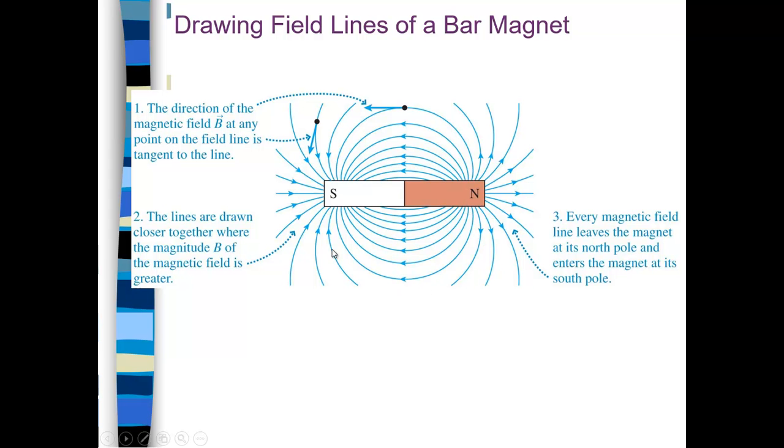So if we draw field lines, then field lines are going to move away from north, and then they're going to move towards south. And the direction of the magnetic field at any point is just tangent to the field line. And when the lines are drawn closer together, like here, towards the poles, then you would have a stronger magnetic field. When the lines are further apart, then you have a weaker magnetic field.